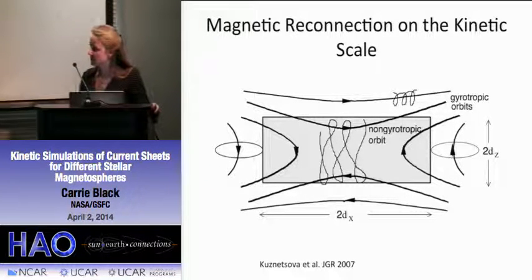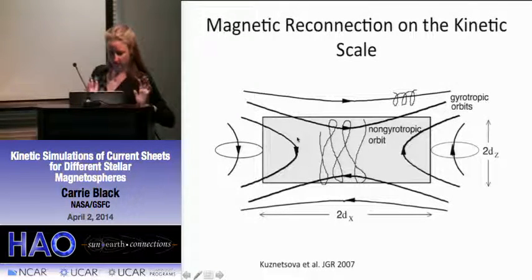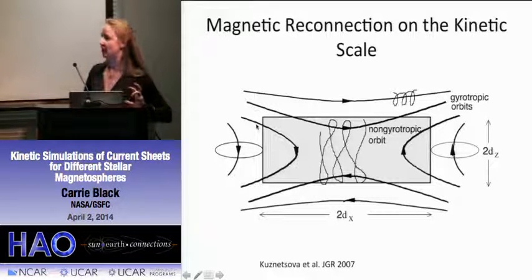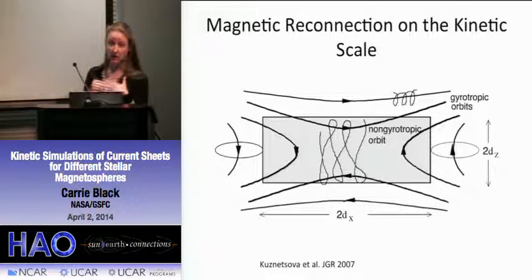This was taken from Masha Kuznetsova's paper in 2007. So this is a classic reconnection picture. We have field lines that are oppositely directed here. This is our inflow direction, and then magic sort of occurs on the inside, and outflow is in this direction. So this magic that's occurring is occurring inside diffusion regions, inside the ion and electron diffusion regions, so below the scales below what the MHD can actually capture.